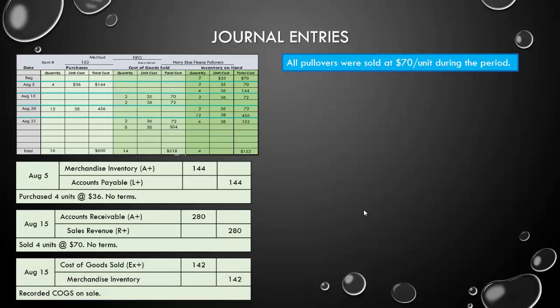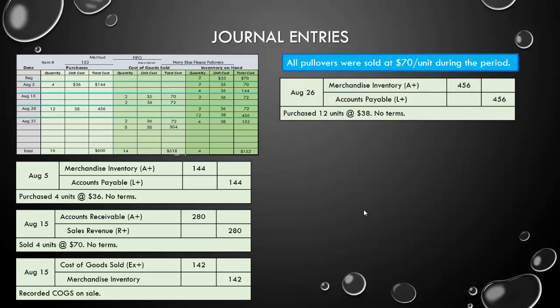On August 15th, when we record the expense, we're going to have to go and figure out what was the amount of cost of goods sold we recorded on this particular transaction. As we can see from our perpetual inventory record, we sold on August 15th 2 $35 units and 2 $36 units. Well, if you add all that up, 70 plus 72, we record a cost of goods sold of 142. So we would debit cost of goods sold for 142. We would credit merchandise inventory for 142.